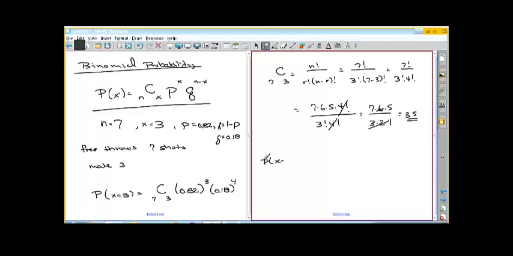So this number is 35, so the probability of making 3 free throws out of 7 is going to be 35 times 0.82 cubed times 0.18 to the 4th power. And you get 0.0203. So the probability of making 3 out of 7 is 0.0203.